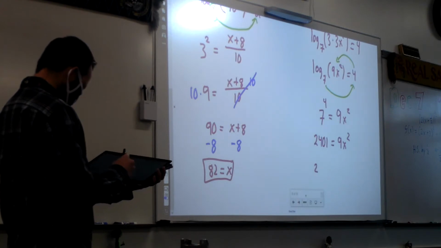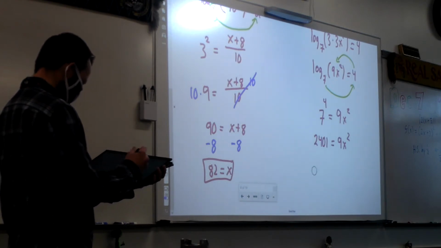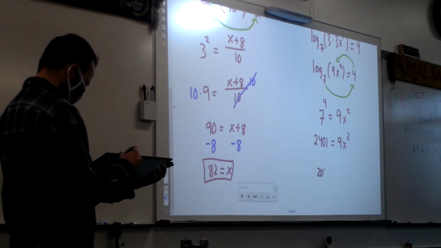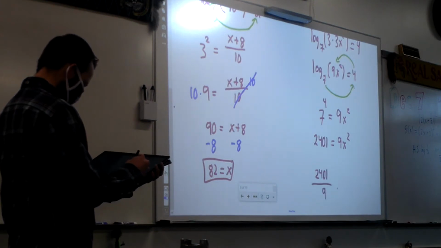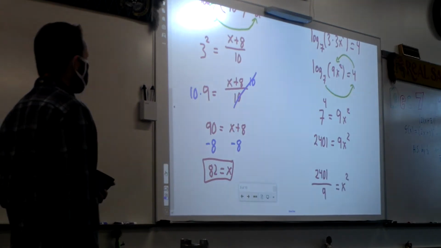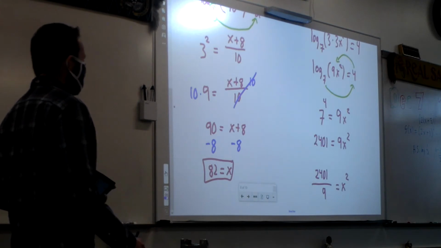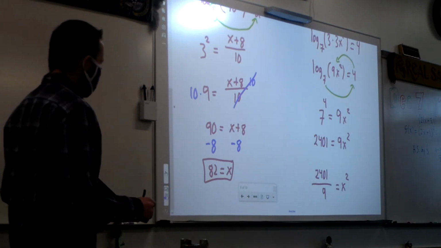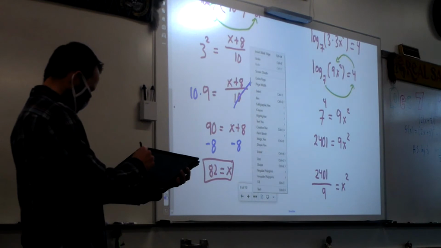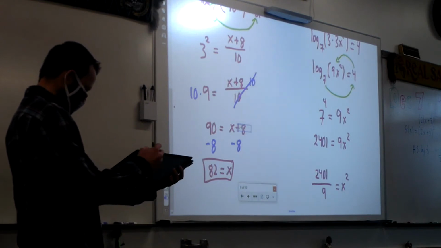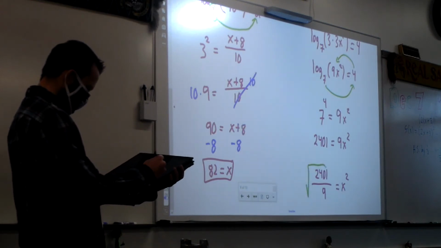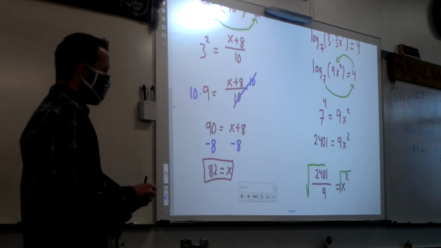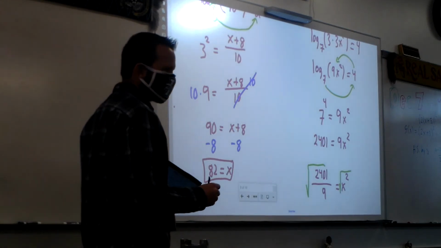Well, does it terminate, or is it kind of like rounding? That is 2401 over 9. And that's what equal to x squared. So then how do we get rid of that x squared, guys? Square root it. Now, I don't know if 2401 is going to be a perfect square or not. So help me out there. Can you take the square root of 2401?